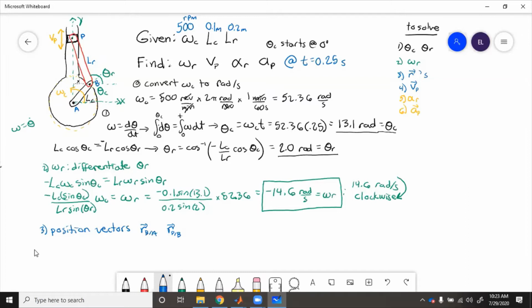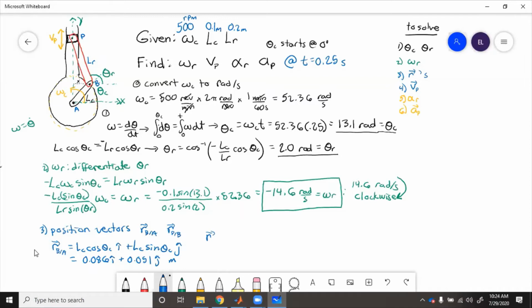We've got our coordinate frame right here. We know that A is at the origin. So our B with respect to A is just going to be LC cosine theta C in the I plus LC sine theta C in the J. So this comes out to be 0.086 in the I plus 0.051 in the J meters.